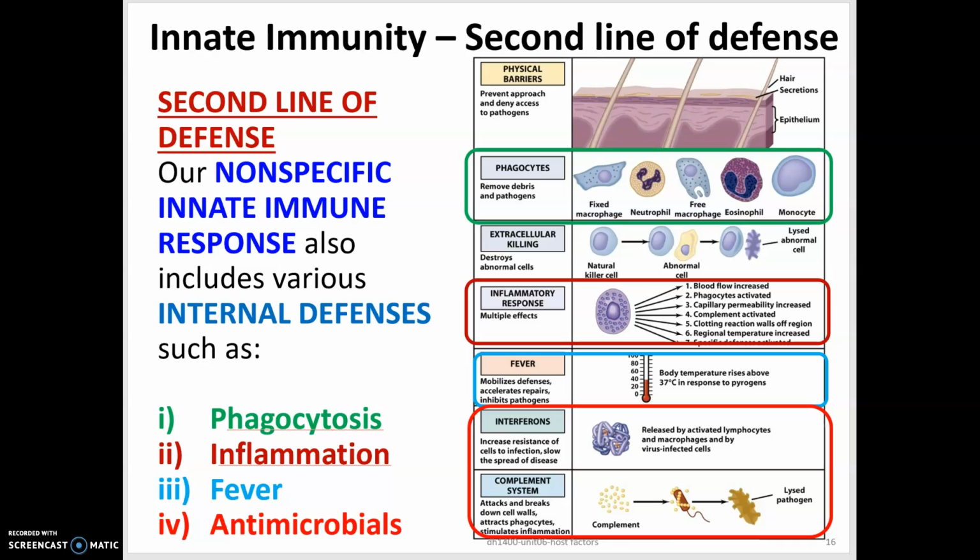Okay, so that was our first line of defense. Those were barriers. So the idea behind our first line is to prevent anything from crossing into our tissues that can cause infection. If we have a pathogen that's able to get past our first line of defense, then we have our second line of defense. These are also part of our innate immune system, so every healthy person should have these responses. They're non-specific again, but they are internal defenses. So there's 4 different types of secondary defense: phagocytosis, inflammation, fever, and antimicrobials. There's a good summary of that in this table right here, but we'll go through them in the next few slides.